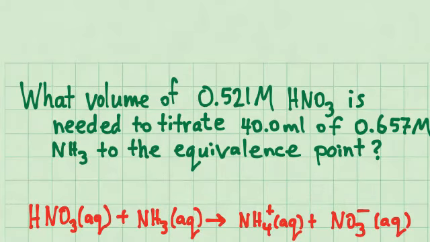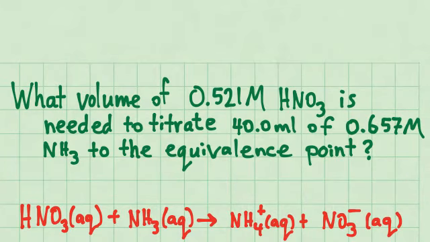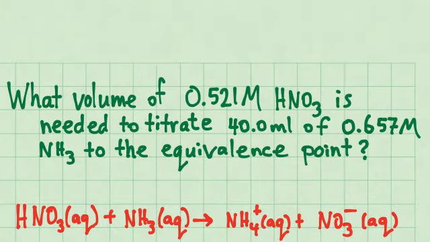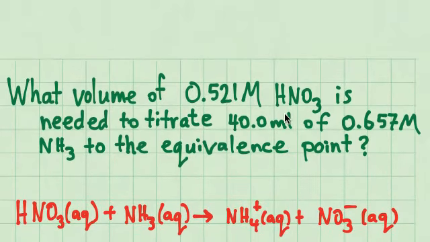Should we try one more of these silly things? At least one more. What volume of 0.521 molar acid is needed to titrate 40 milliliters of 0.657 molar ammonia, NH3, water? Ammonia is the most famous weak base. HNO3 is the strong acid, nitric acid. So it goes one way, weak base, strong acid.